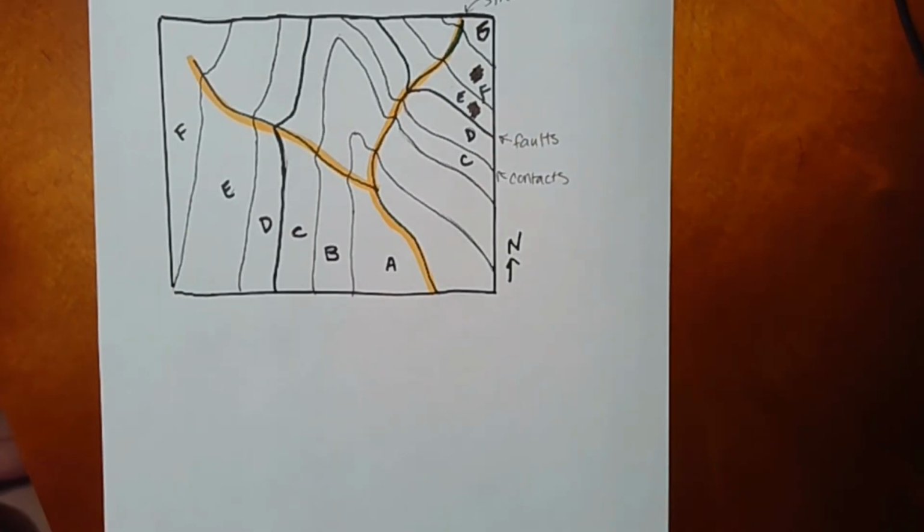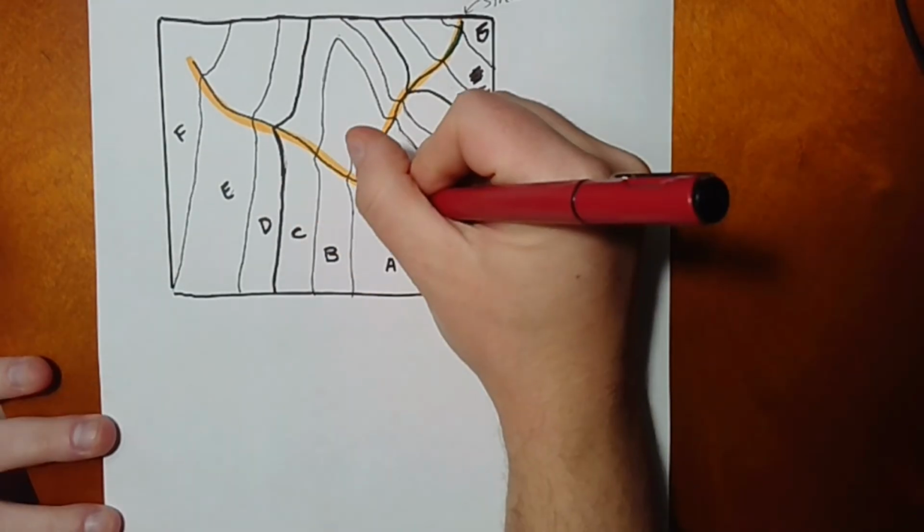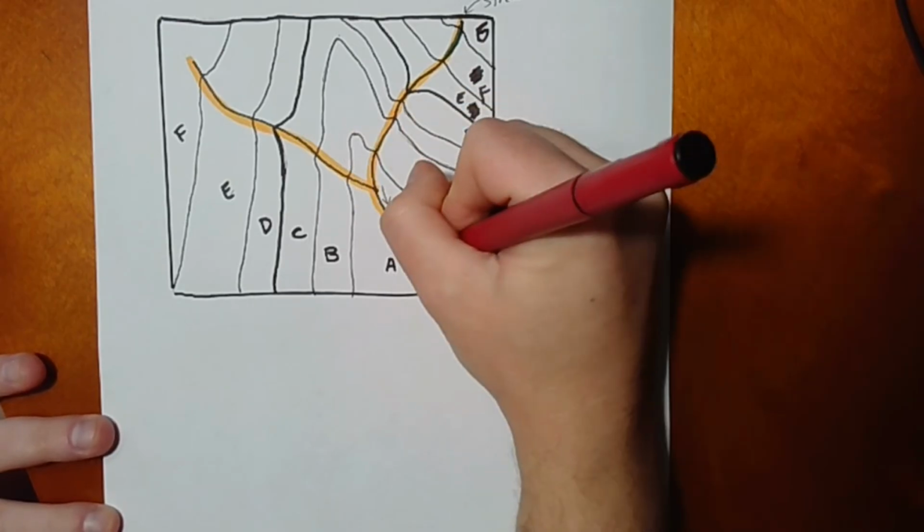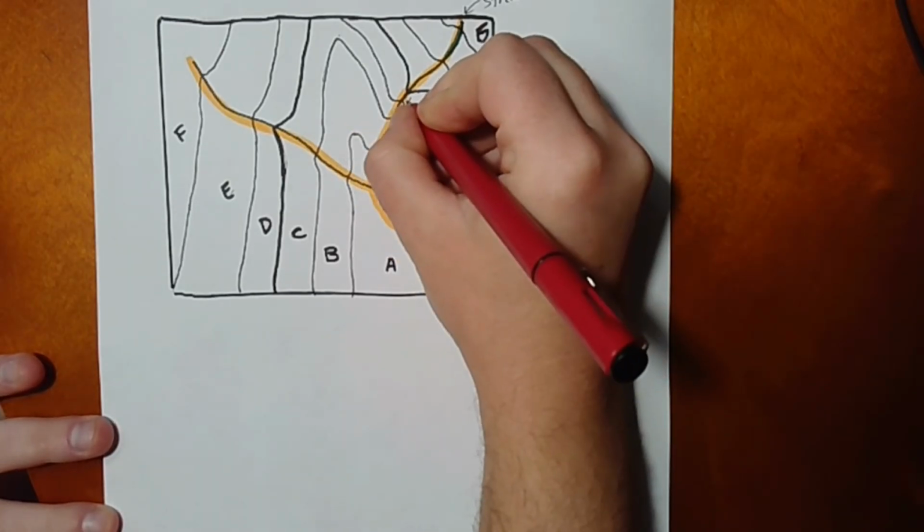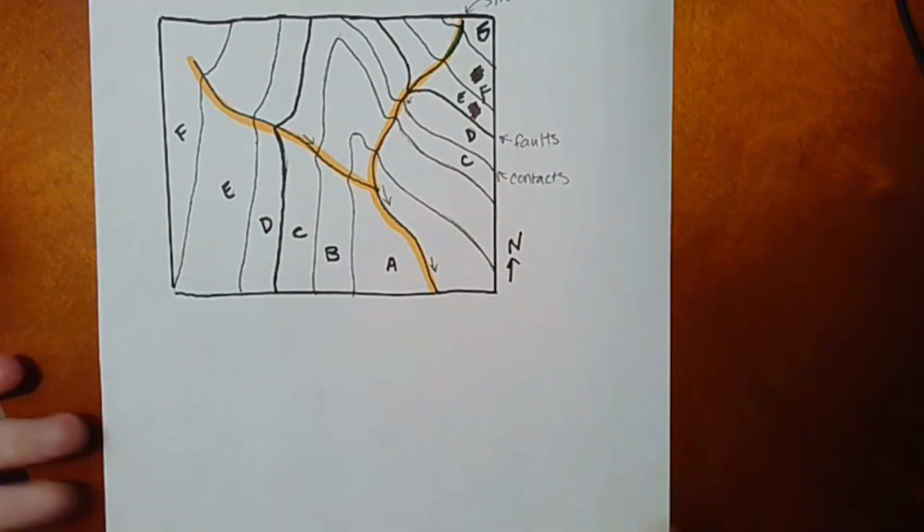So let's figure out what the western fault is, what the eastern fault is, and then what the overall structure is. So first thing I'm going to do is look at the stream and figure out what's up valley and what's down valley. Now, streams will collect as they come down valley. So that means that these two streams are collecting into one stream. So this is my direction of stream flow.